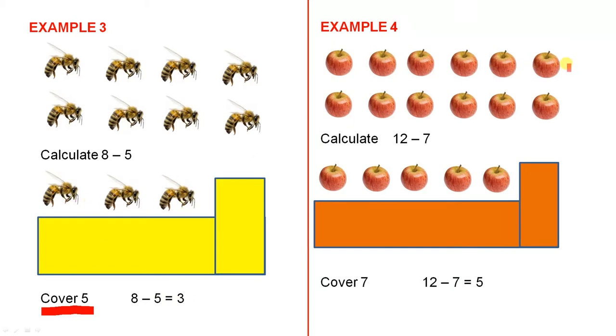Next example, we have 12 apples. We're going to calculate 12 take away 7. So we've covered 6 apples here plus another one, which is 7, so we can't see those anymore. So we've covered our 7. There are 5 left, so 12 take away 7 equals 5.